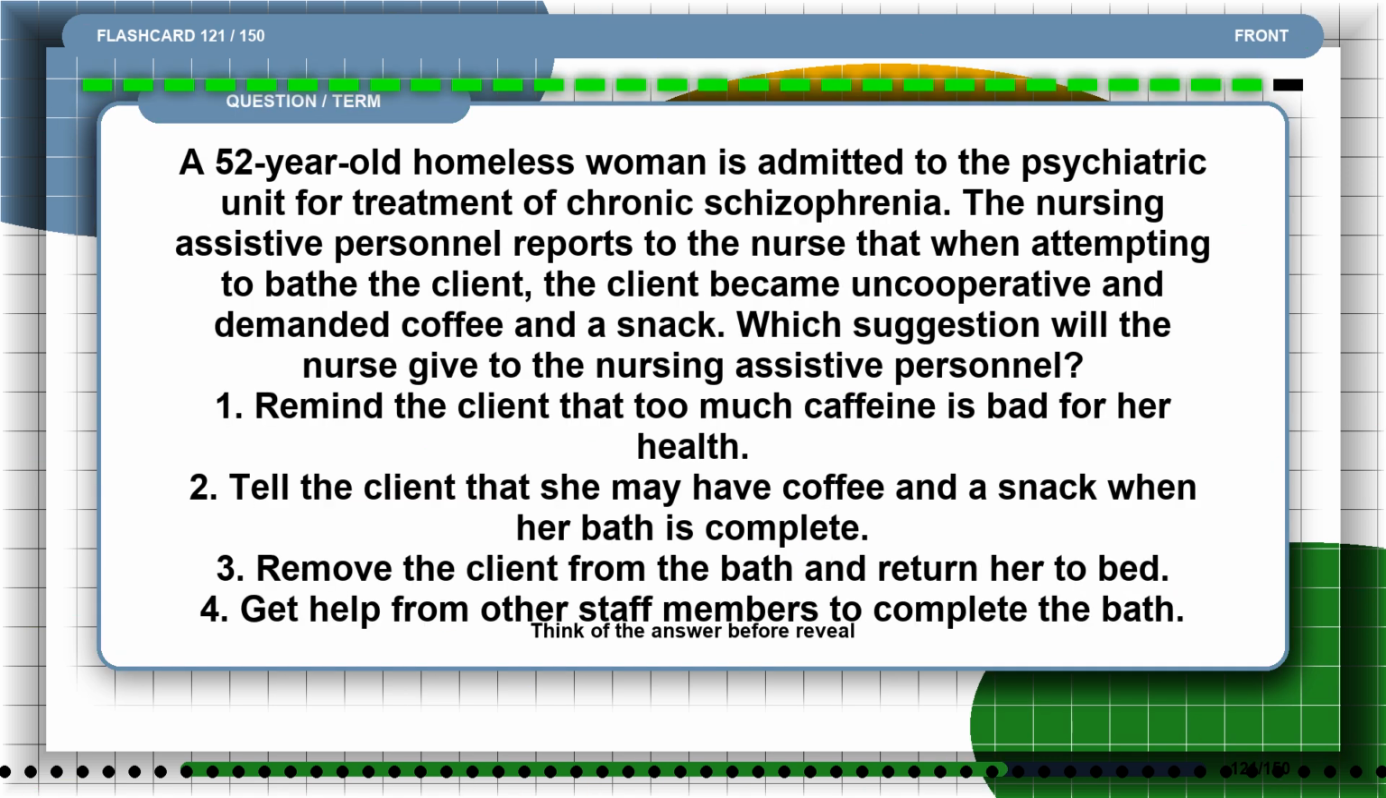Flashcard 121. A 52-year-old homeless woman is admitted to the psychiatric unit for treatment of chronic schizophrenia. The nursing assistive personnel reports to the nurse that when attempting to bathe the client, she became uncooperative and demanded coffee and a snack. Which suggestion will the nurse give to the nursing assistive personnel? 1. Remind the client that too much caffeine is bad for her health. 2. Tell the client that she may have coffee and a snack when her bath is complete. 3. Remove the client from the bath and return her to bed. 4. Get help from other staff members to complete the bath. Think of the answer before the reveal.